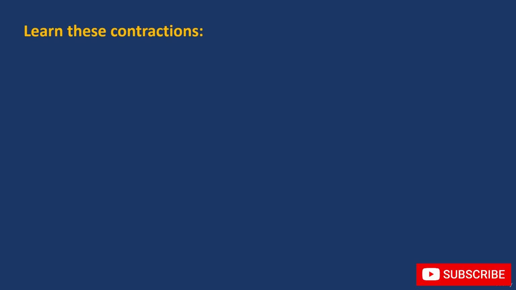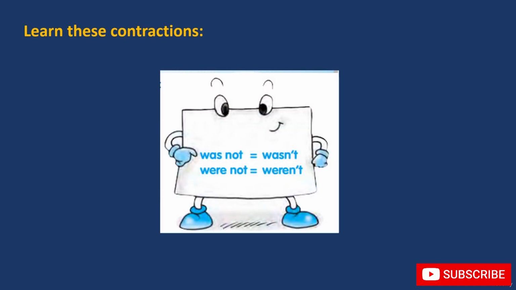We need to know these contractions. What are these contractions? I can say was not or were not. This is the formal. In the informal, I can say wasn't or weren't. Both styles are right, but I use full forms in formal speech and formal writing, and I can use the informal style when I speak informally or when I write informally.